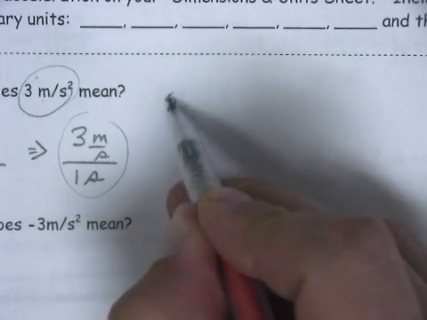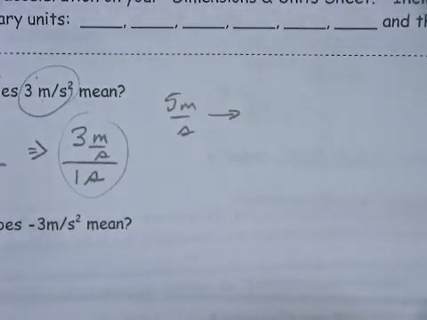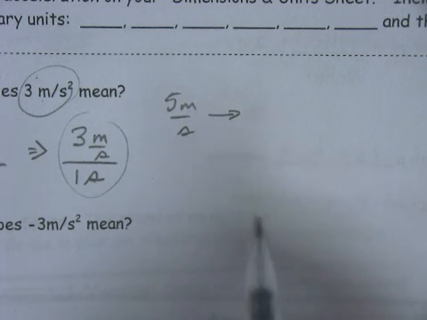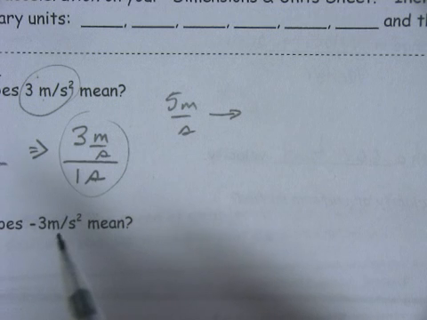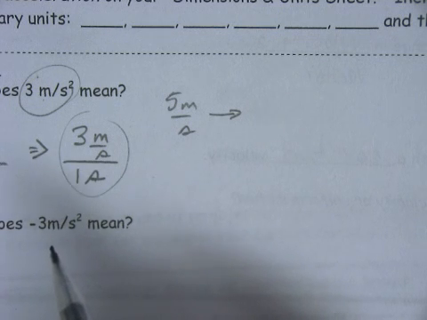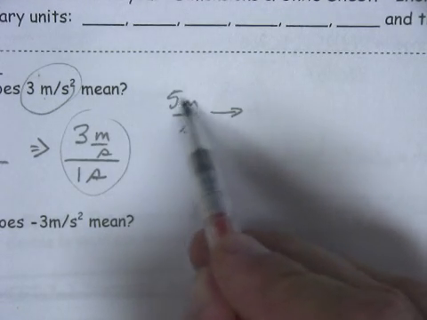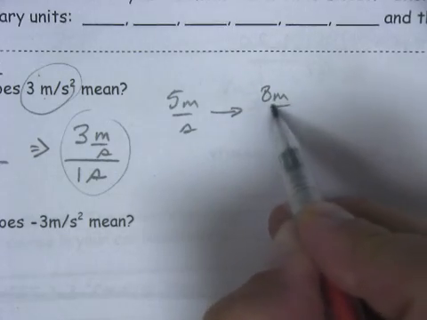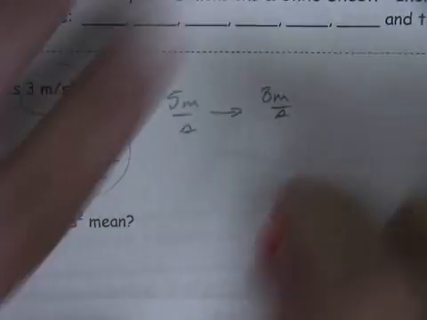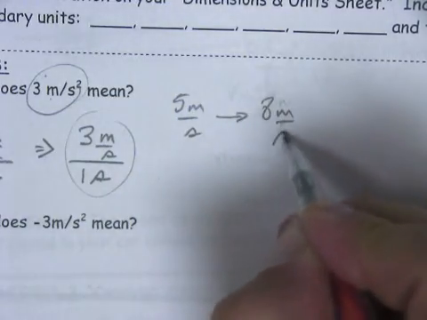So let's use an example. Let's say that we're traveling down the road at 5 meters per second, and I let 1 second pass by. Well, if my acceleration is 3 meters per second squared, that means every second that goes by, I have to change my speed or velocity by 3 meters per second. So I'm going to have to add 3 to this. So 3 plus 5 is going to give us 8 meters per second.